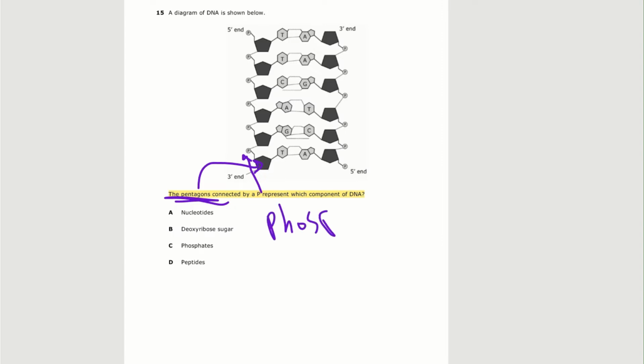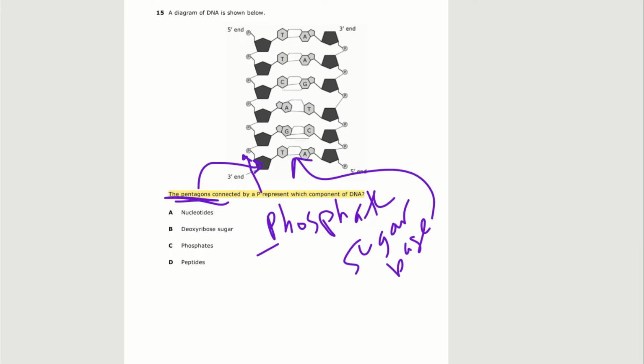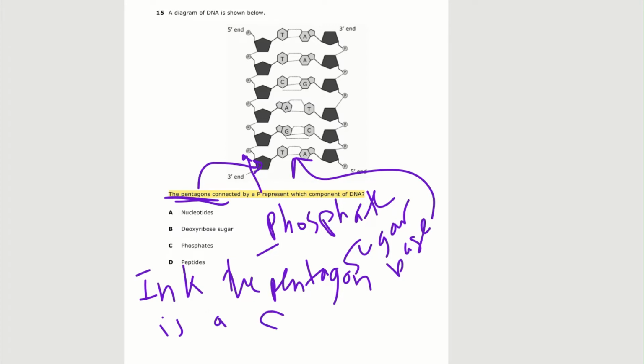Phosphate is probably that P, right? And then sugar. And then the base. I know it's all about the base. I know the bases are here. So then what is the pentagon? The deoxyribose sugar. The sugar. I now know the pentagon is a sugar. I didn't put deoxyribose because in RNA it's not deoxyribose. In RNA it is ribose. Phosphate, sugar, base.